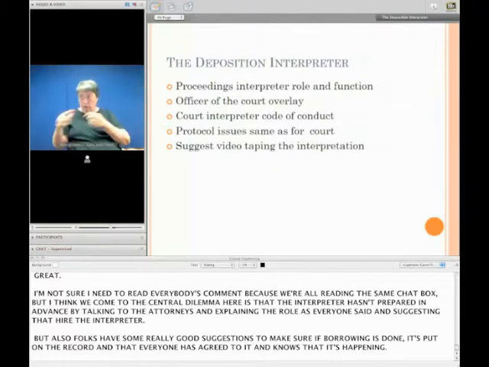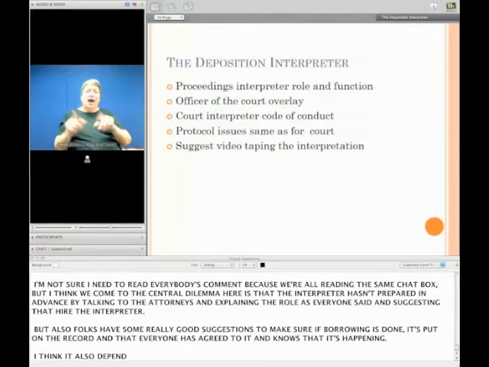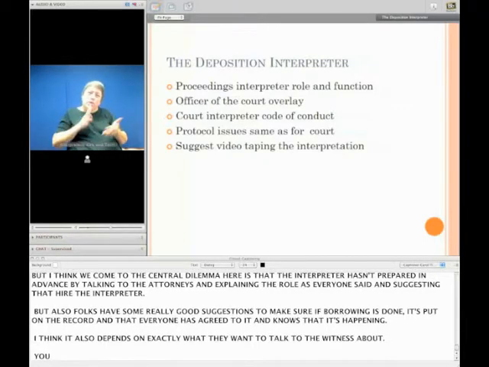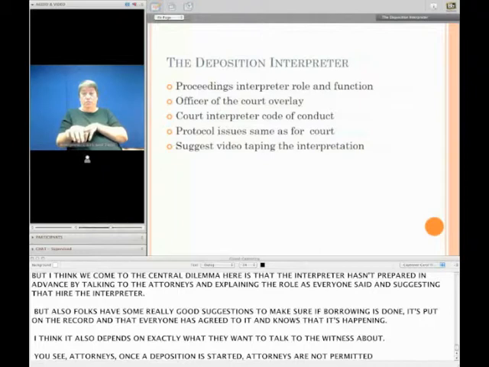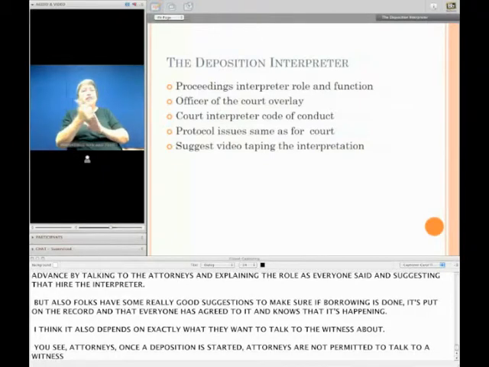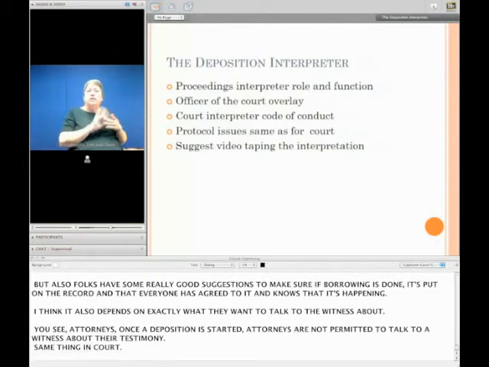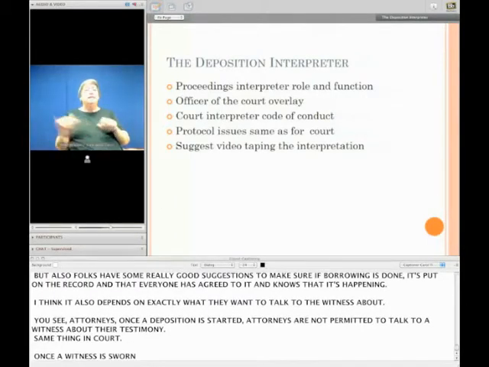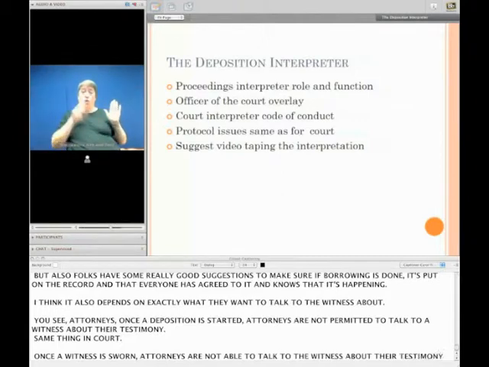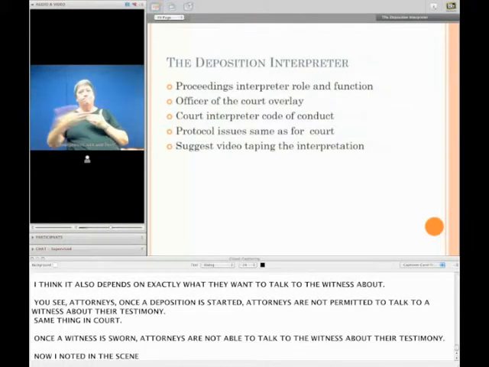I think it also depends on exactly what they want to talk to the witness about. You see, once a deposition is started, attorneys are not permitted to talk to a witness about their testimony. Same thing in court. Once a witness is sworn, attorneys are not able to talk to the witness about their testimony.